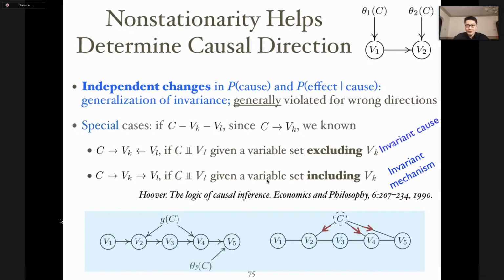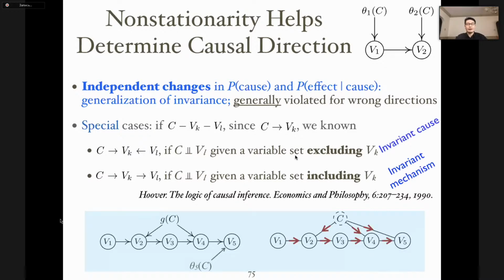And if both variables are adjacent to C, then we just need to verify whether they change independently, whether this condition holds true. And because of this property, we can find the directions.